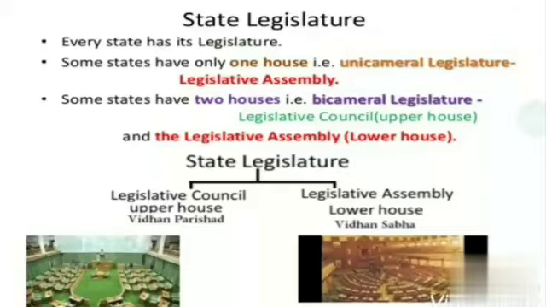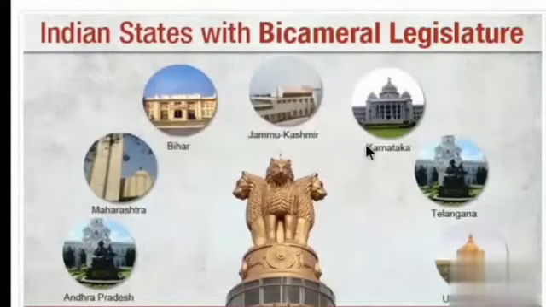Every state has its legislature. Some states have only one house. Those states are called unicameral legislatures. Some states have 2 houses. That's called bicameral legislatures. A lower house and an upper house, both in the bicameral legislatures in some states.